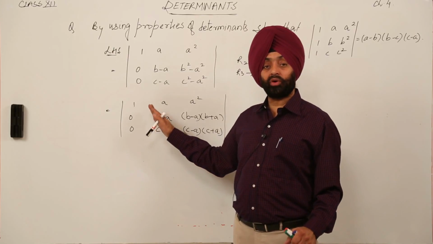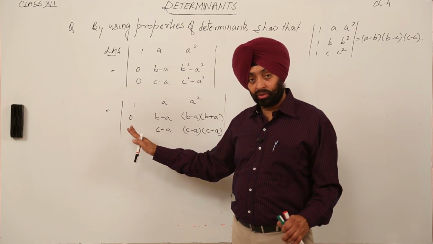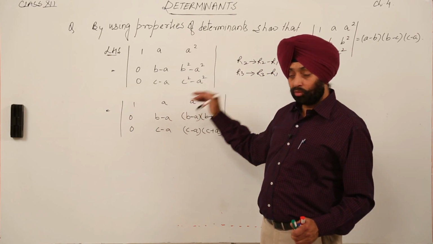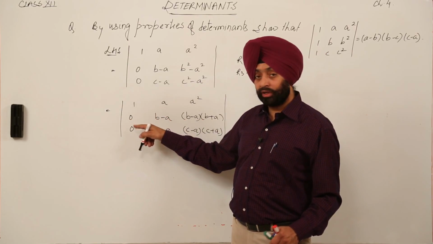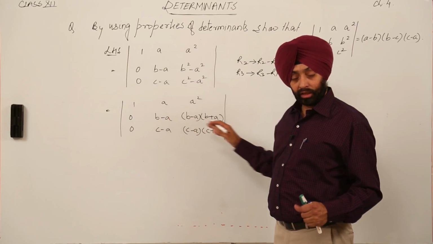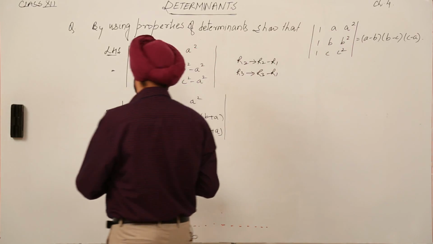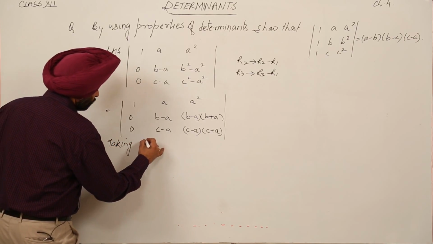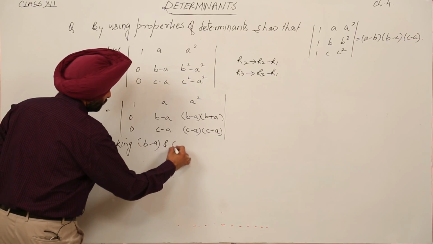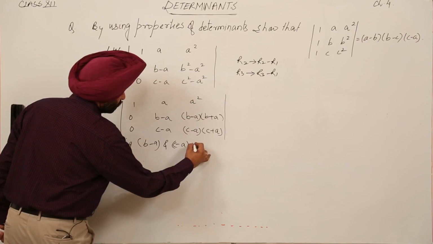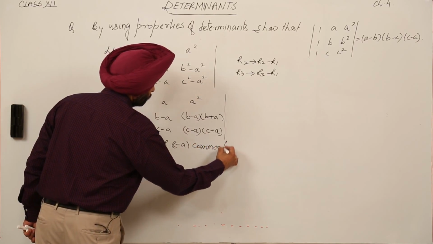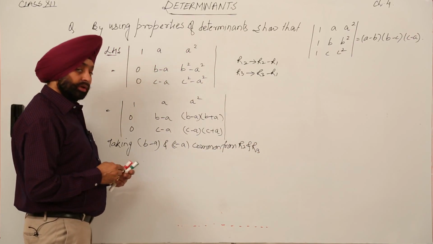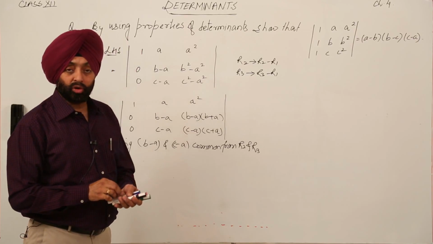Don't think that because here it is 0, we cannot do it. If here it is 0, then think that we are having only a 2 by 2 determinant. Because if I am taking b minus a common and multiplying b minus a with 0, it will be 0 only. So we can take common from R2 and R3. Now writing here, taking b minus a and c minus a common from R2 and R3. We have taken common b minus a and c minus a from R2 and R3.